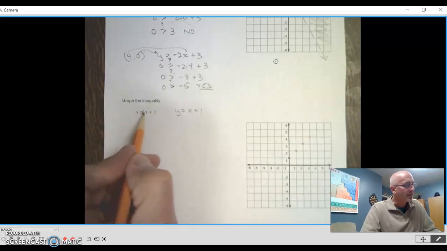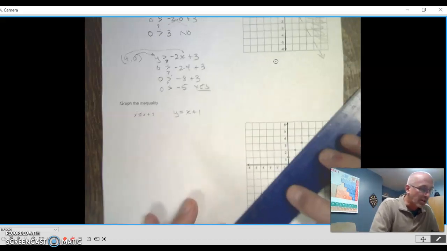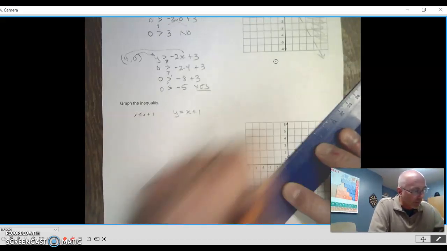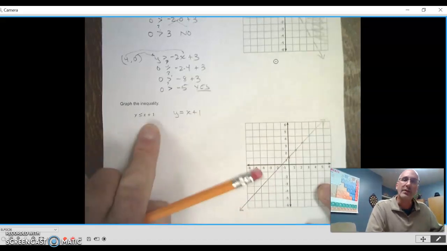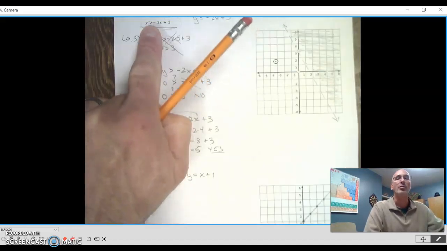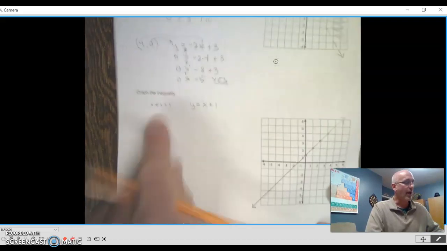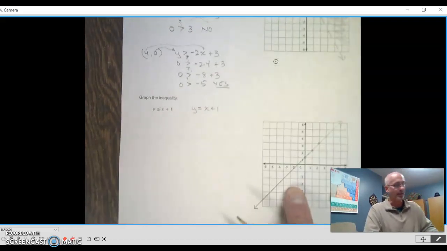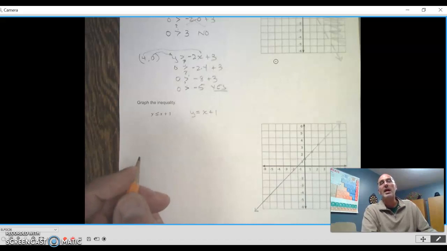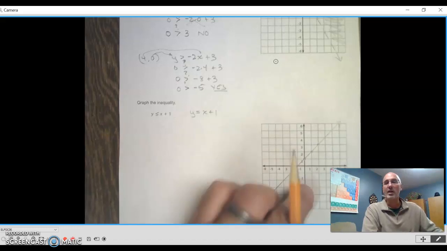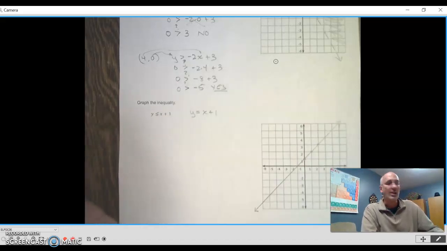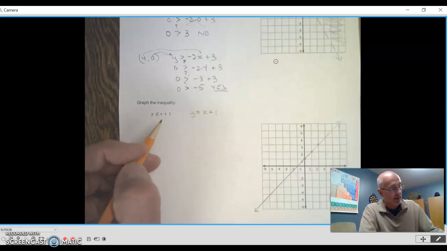Now, since this is less than or equal to, the or equal to means we have a solid line when we graph this, because everything on this line will make this true. So if we do not have an or equal to here, we're dashed. If we have or equal to, we have solid. Now we are going to pick a point not on the line, so on one side of the line or the other, and we are going to see if we've chosen the correct side.